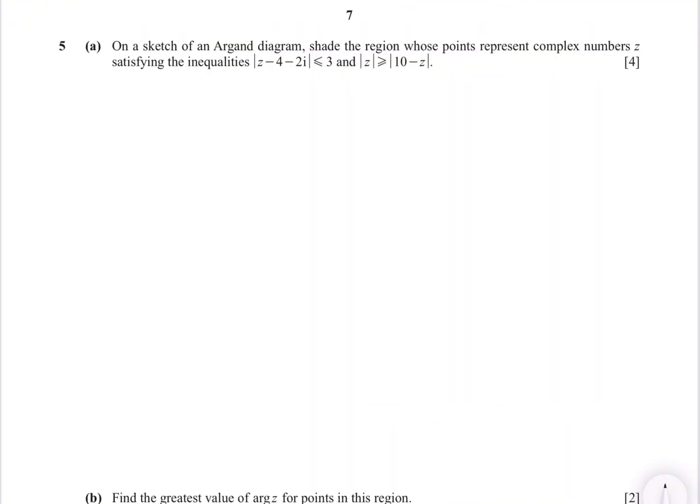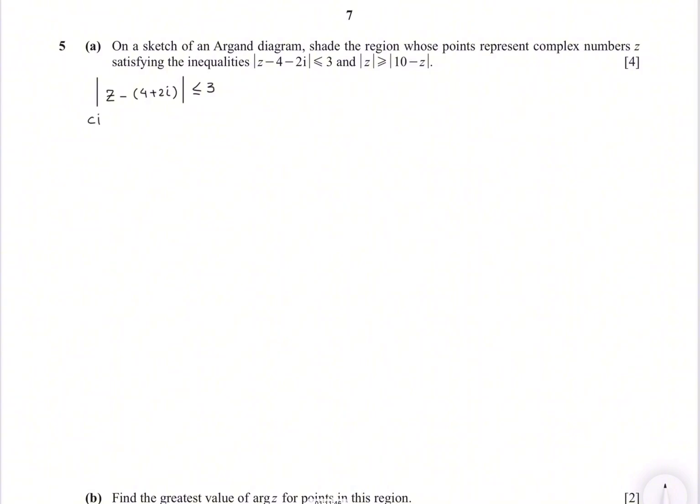Now question number 5. On a sketch of an Argand diagram, shade the region whose points represent complex numbers z satisfying the inequalities |z minus 4 minus 2i| is less than or equal to 3, and |z| is greater than or equal to |10 minus z|. So |z minus (4 plus 2i)|, because 4 minus 2i becomes 4 plus 2i, is less than or equal to 3. This is the radius. It's actually a circle of radius 3.